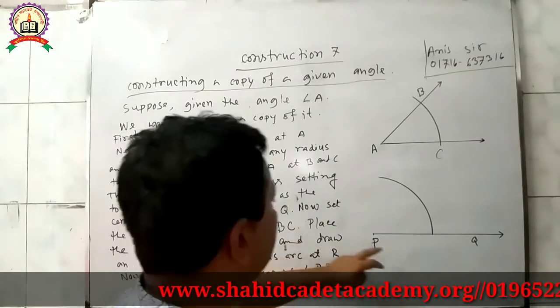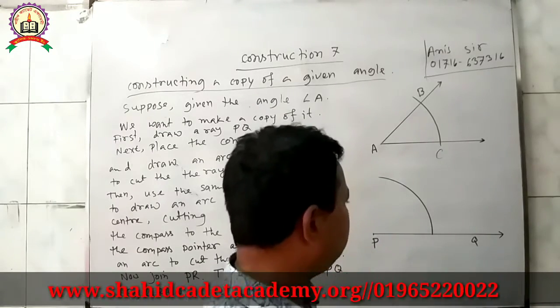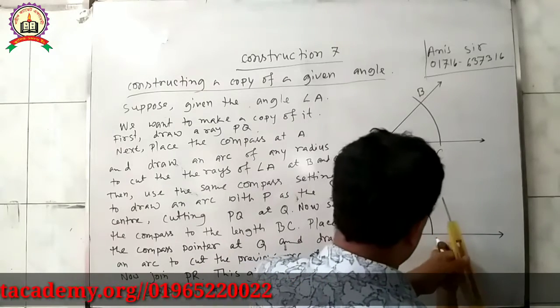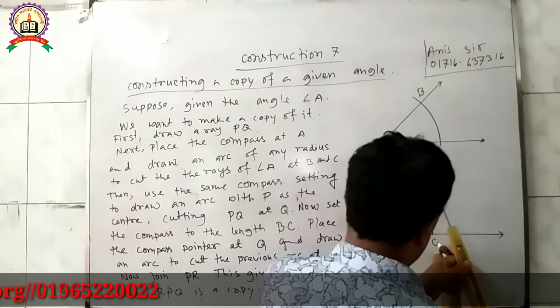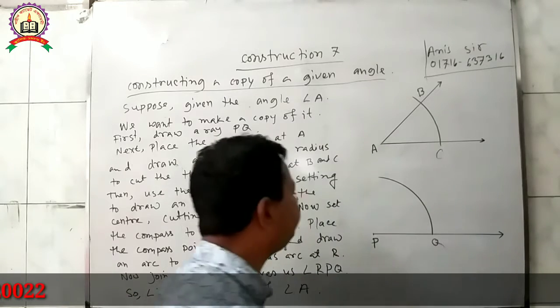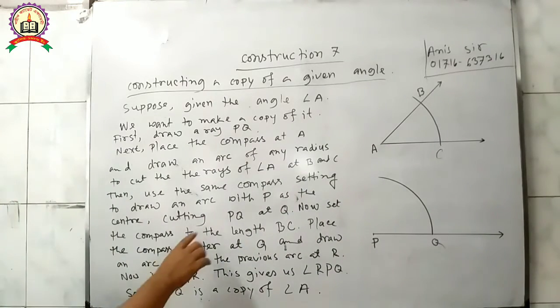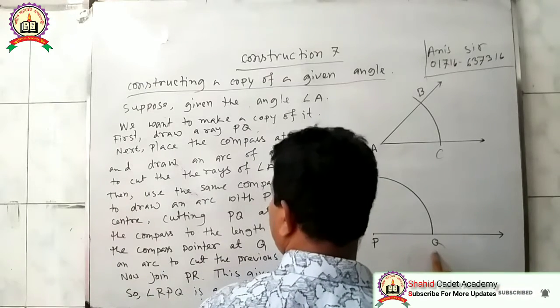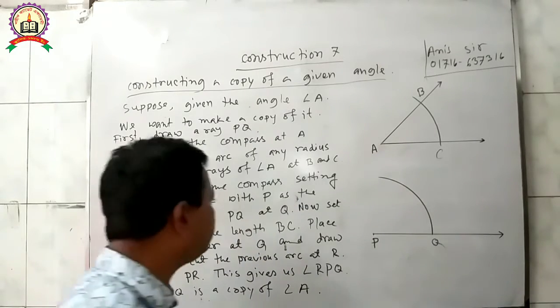Cutting PQ at Q. So we have to write Q at this point, where the arc cuts the ray PQ.